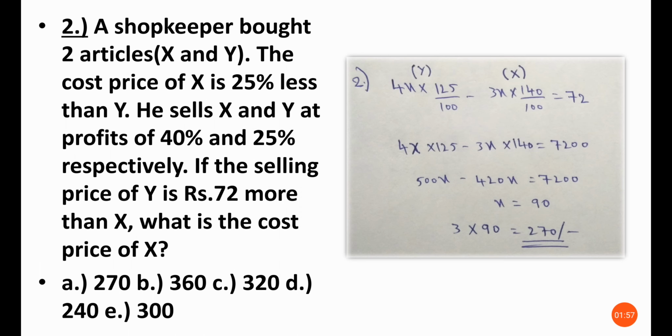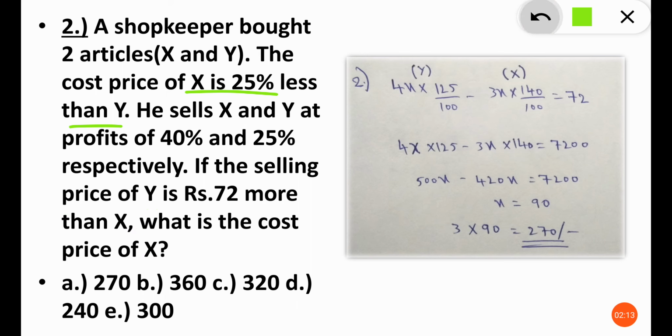A shopkeeper bought two articles X and Y. The cost price of X is 25% less than Y. He sells X and Y at profits of 40% and 25% respectively. If the selling price of Y is 72 rupees more than X, what is the cost price of X?